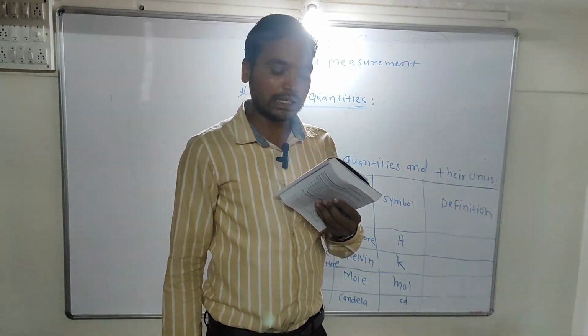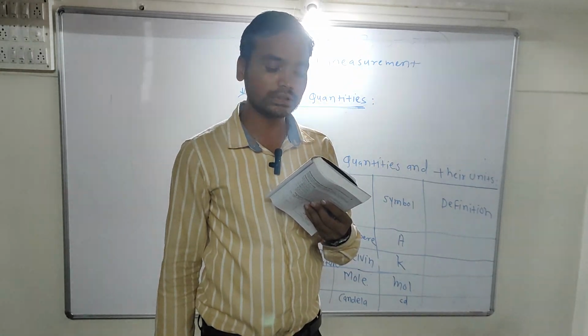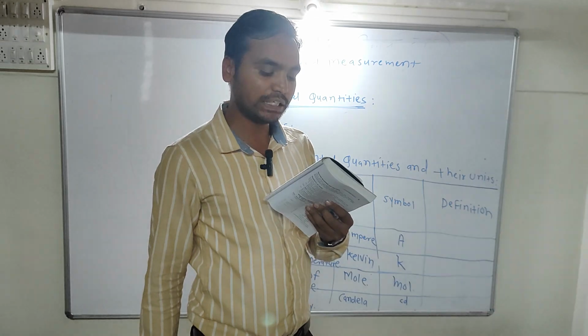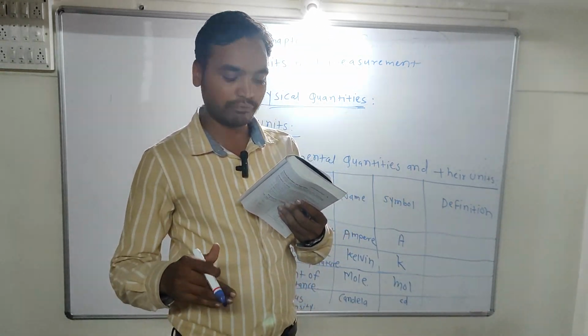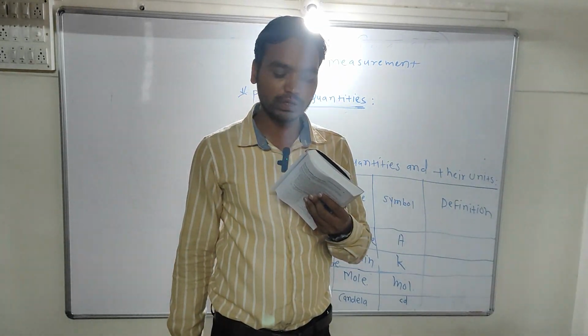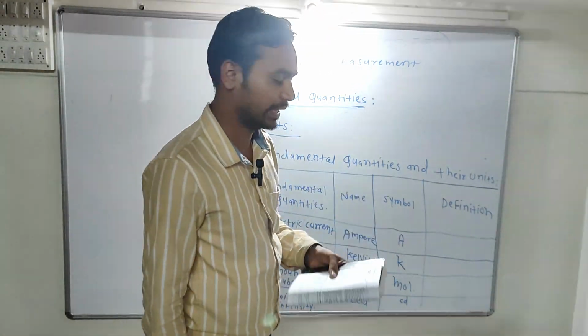The ampere is that constant current which, if maintained in two straight parallel conductors of infinite length and negligible circular cross section, placed 1 meter apart in vacuum, would produce a force between these conductors equal to 2 into 10 raised to minus 7 Newton per meter of length, right?